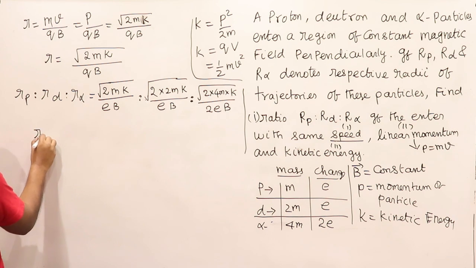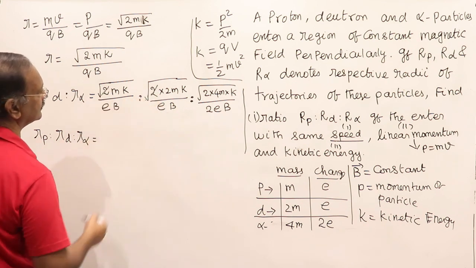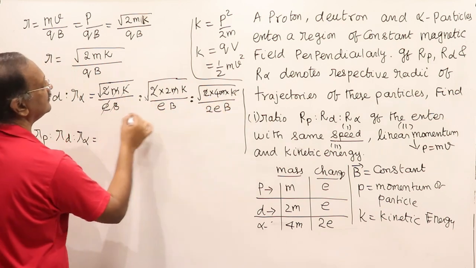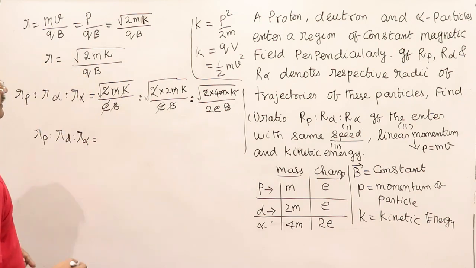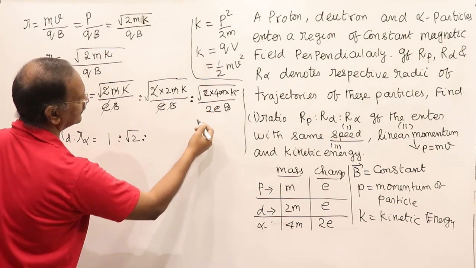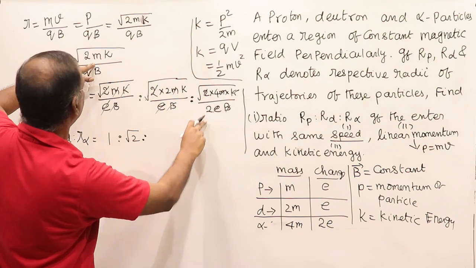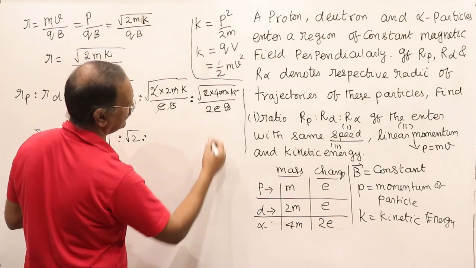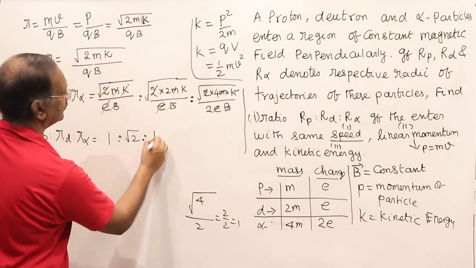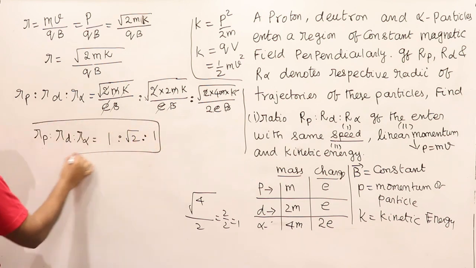So if we cancel out, R of proton is to R of deuteron is to R of alpha particle is equal to, you can cancel out these two and m, you can cancel out K, you can cancel e and B. So everything gets cancelled. This is equal to 1, left out is 1 is to root 2 is to, here 4m under root, divided by 2 is equal to 2 divided by 2, which is 1. So 1 is to root 2 is to 1. Because when the 4 comes out it becomes 2 and these 2 get cancelled. Therefore, for the third case, when the kinetic energy is the same, this is the condition.